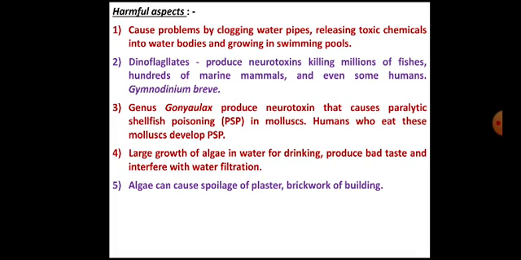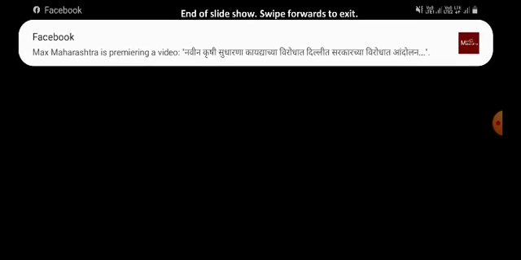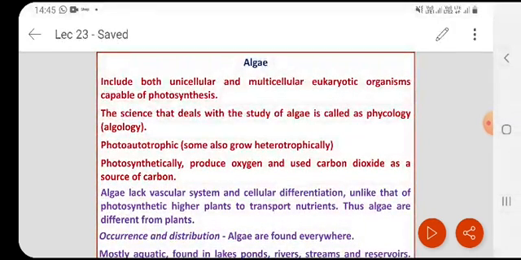Algae can cause spoilage of plasters and brickwork of buildings, which we generally see. Some of the algae are plant parasites also. They may cause huge losses to coffee and tea plantations. Some of the algae form an association called lichen along with fungus.